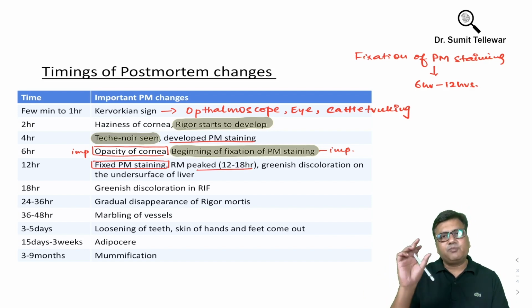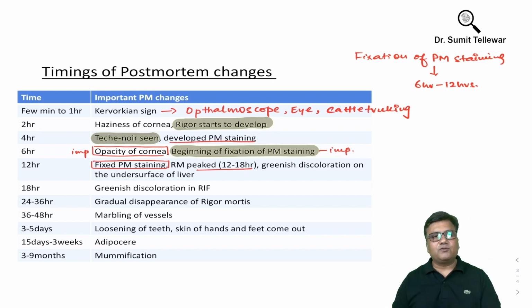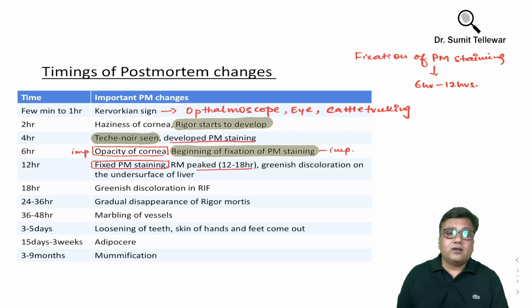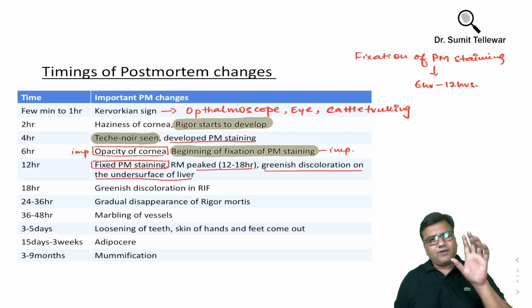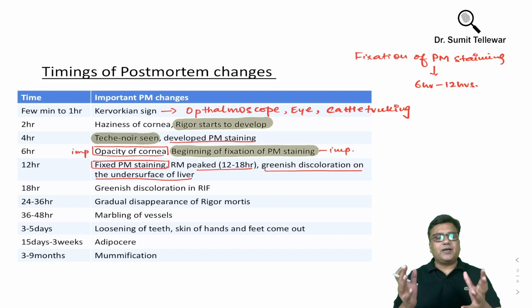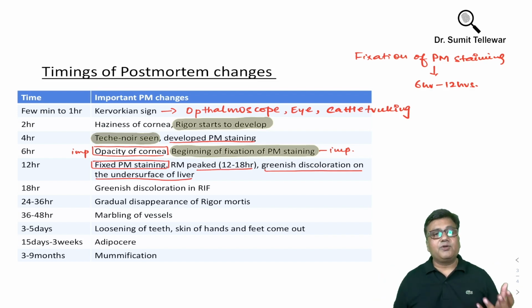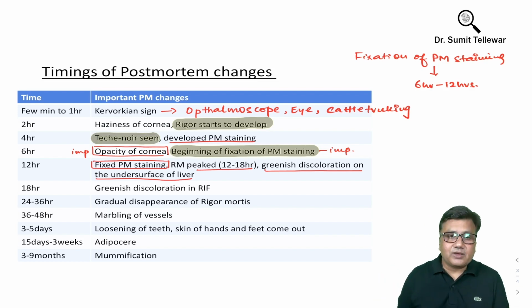The time period of peaking up of rigor mortis is somewhere around 12 to 18. So 12 घंटे के आसपास peaked rigor mortis मिलेगा, right? Greenish discoloration on the under surface of liver, right? This is again a very important sign, but it cannot be seen externally, because unless and until we open up the body, we cannot see the under surface of the liver, right?